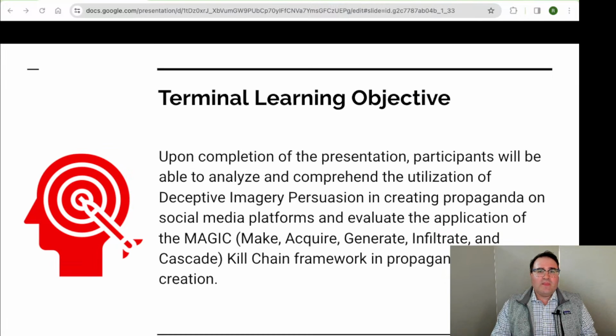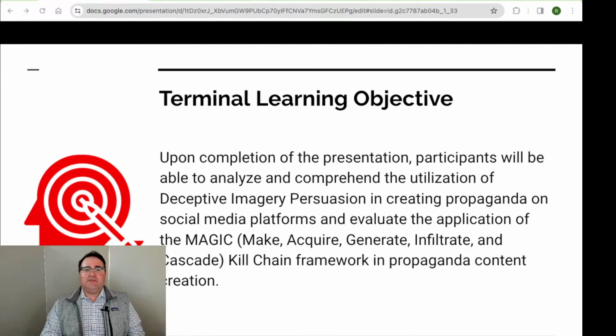Terminal learning objective. Upon completion of the presentation, participants will be able to analyze and comprehend the utilization of deceptive imagery persuasion in creating propaganda on social media platforms, and evaluate the application of the magic kill chain framework. Magic meaning make, acquire, generate, infiltrate, and cascade when creating propaganda content.